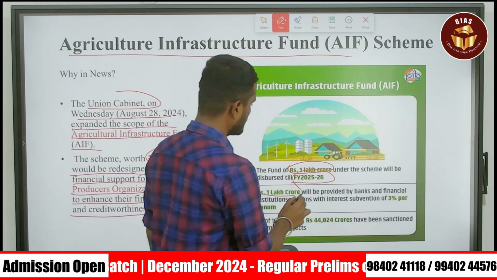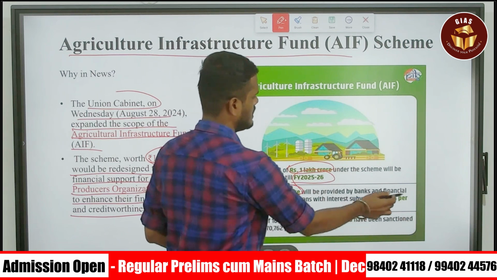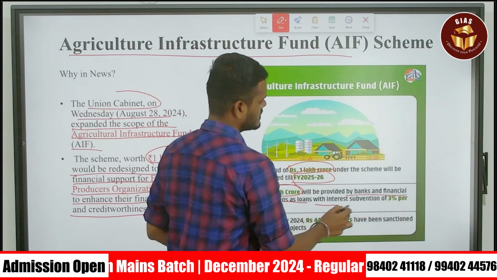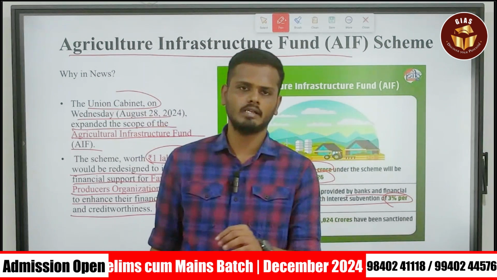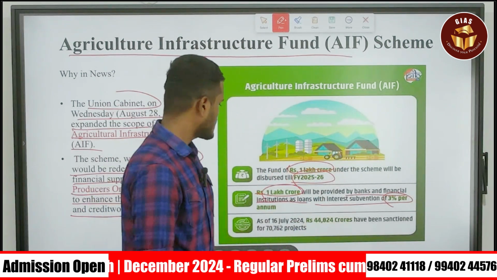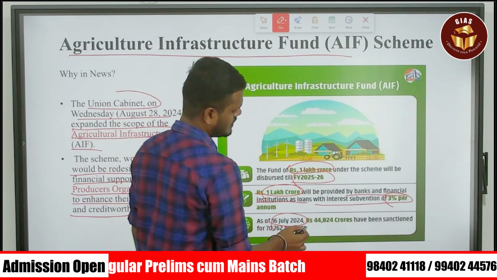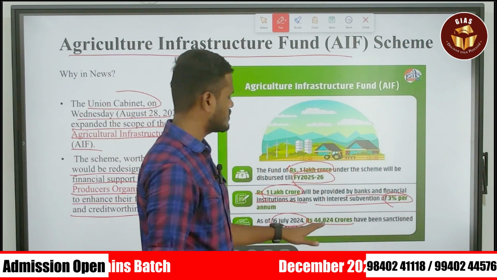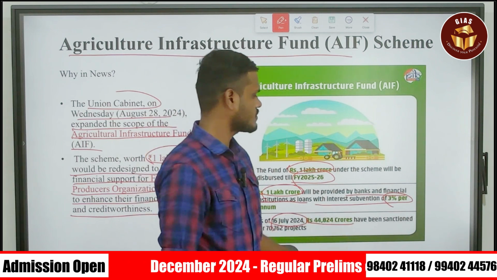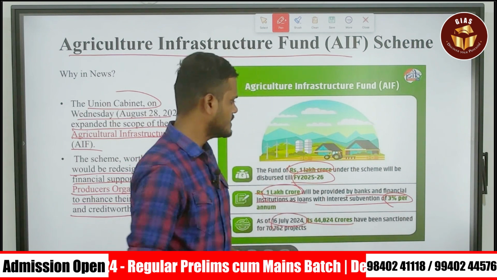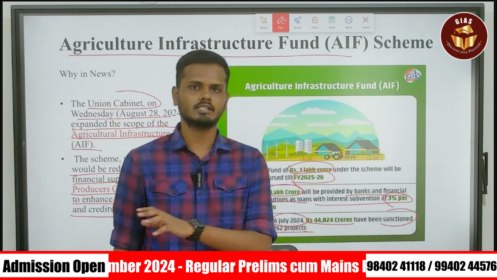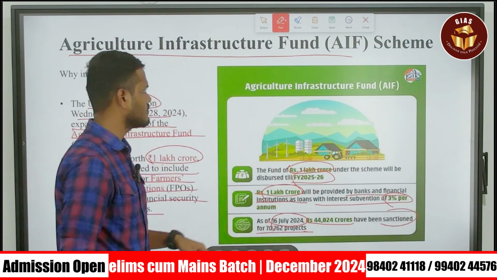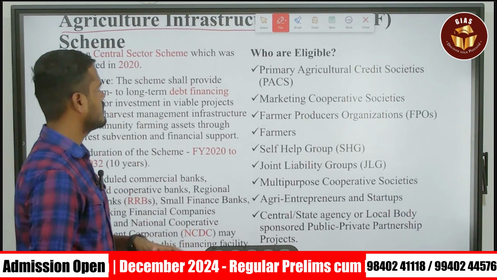1 lakh crore will be provided to banks and financial institutions as loans, with interest subvention of 3% per annum. That's what they are telling us about the interest. As of July 16, 2024, almost 44,824 crores have been released, sanctioned for 70,762 projects as of now. AIF.